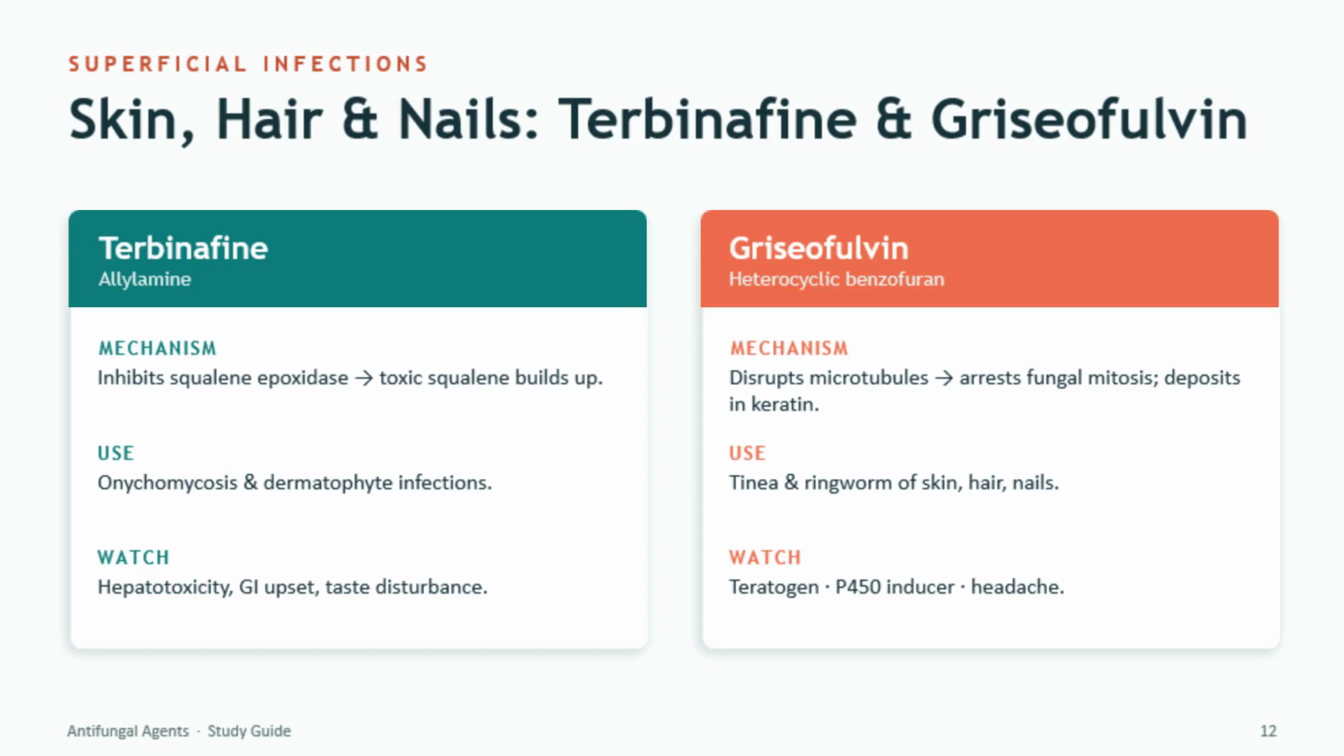Terbinafine is an allylamine. It inhibits squalene epoxidase, so toxic squalene builds up inside the fungus. It's our choice for onychomycosis and dermatophyte infections, but watch for hepatotoxicity, GI upset, and that classic taste disturbance. Griseofulvin works differently. It disrupts microtubules to arrest fungal mitosis, and it deposits into keratin. Use it for tinea and ringworm of the skin, hair, and nails. And remember, it's a teratogen, a P450 inducer, and it commonly causes headache.